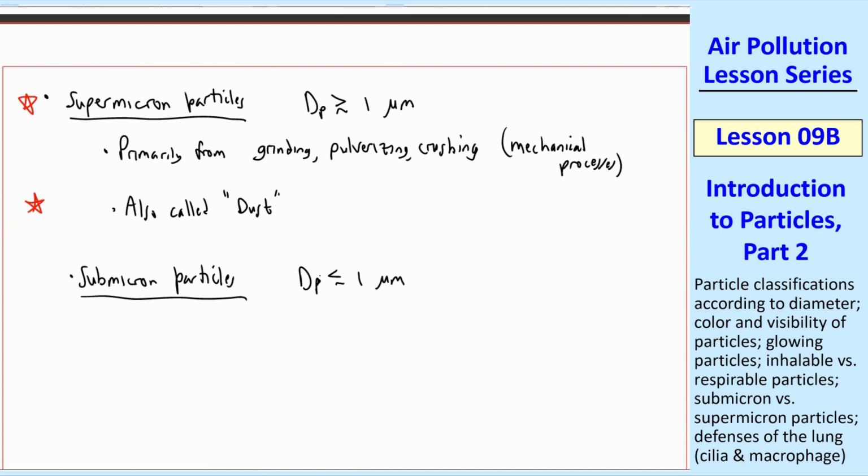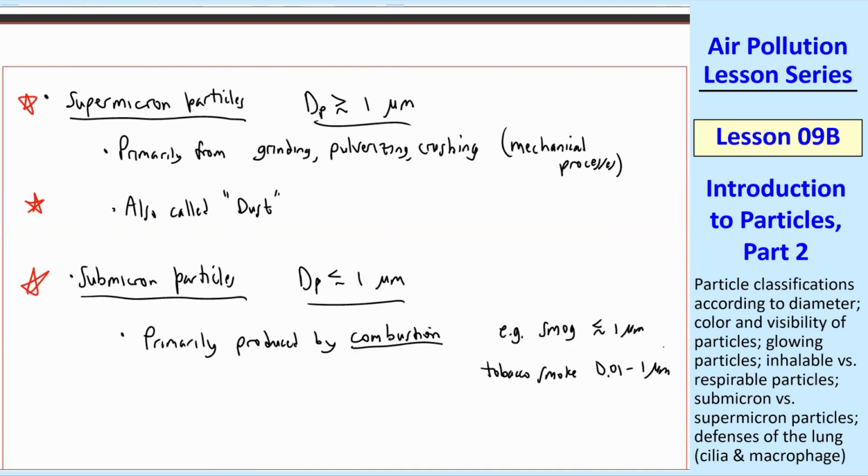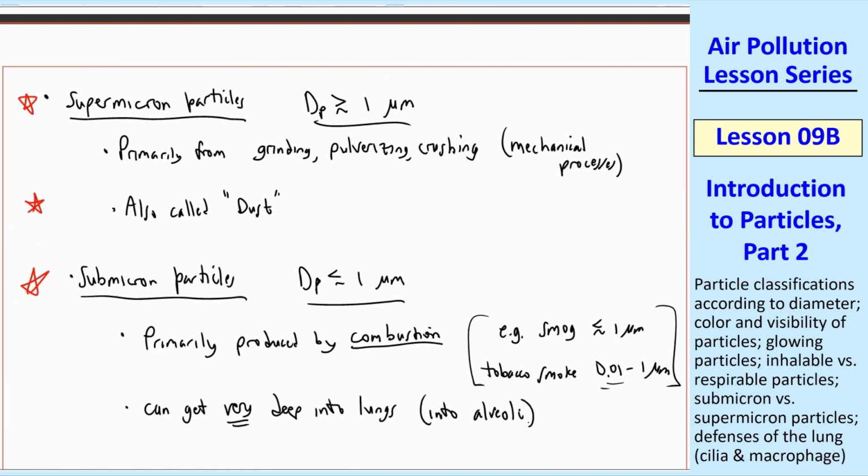Submicron particles are particles less than about a micron. These are primarily produced by combustion. For example, smog and tobacco smoke, which can get really small, like 1/100th of a micron. These can get very deep into the lungs, into the alveoli.